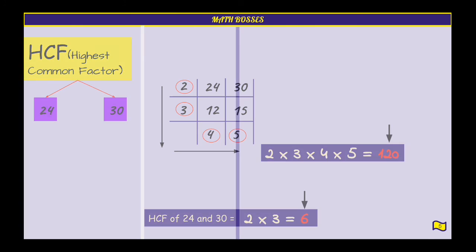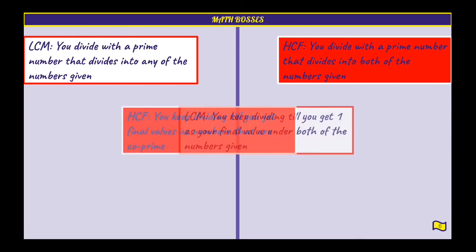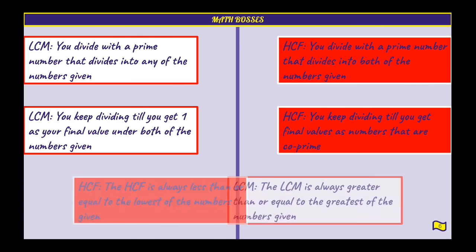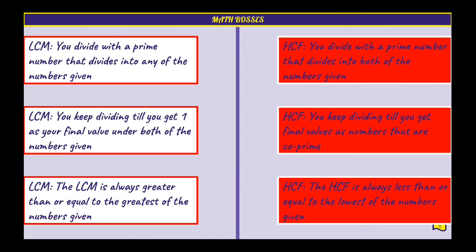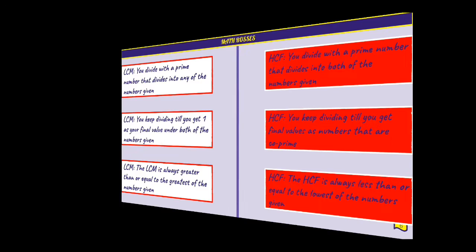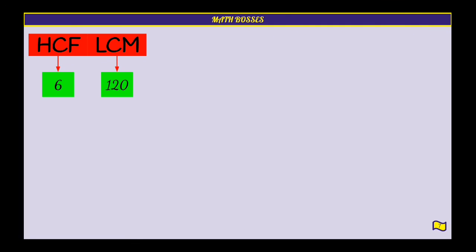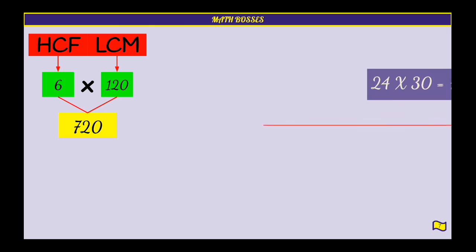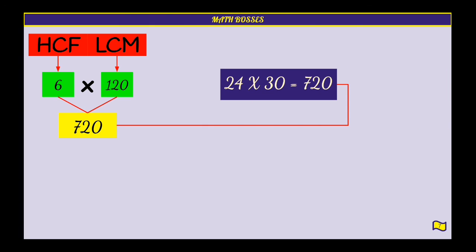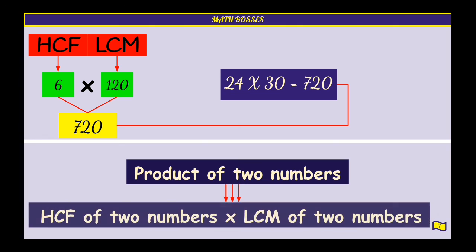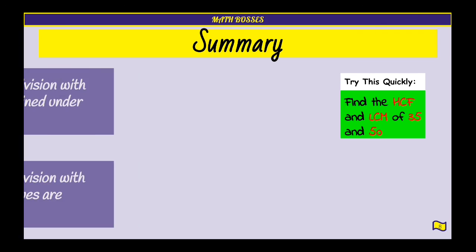So we can easily summarize their differences in terms of how we divide with prime numbers, what we have as our final values, and also whether the value obtained is greater than or equal to or less than or equal to either the highest or smallest number given. Finally, when we take the HCF and LCM of 24 and 30 and multiply them, we get 720. 720 is also the value we get when we multiply 24 and 30. So we can safely conclude that the product of two numbers is equal to the product of their HCF and LCM.